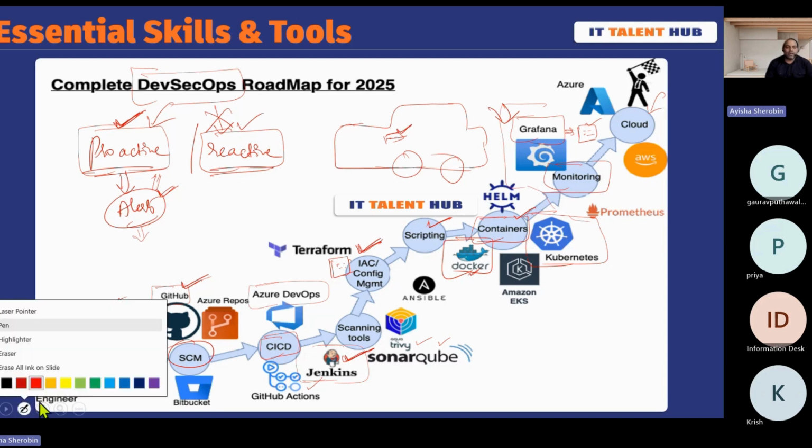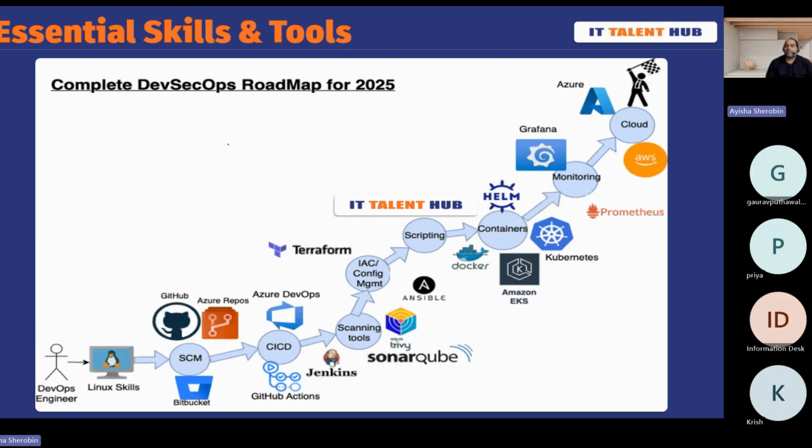So this is the actual roadmap for a DevOps engineer. Any questions on this roadmap, anything to ask? Are we good till here?